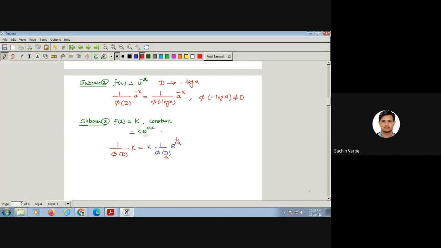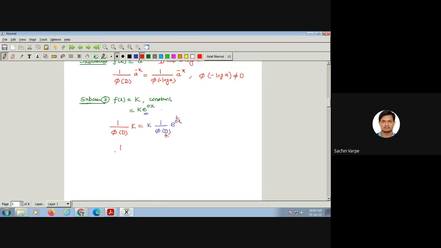So what will be my formula then? I'm writing the formula here. 1 upon phi of D times k can be written as 1 upon phi at 0 times k, provided that this phi of 0 must be non-zero. If that also is 0, then we will do the same thing. We go on taking the derivative of the denominator and we multiply the operator by the independent variable. Is this point clear? So here the main thing is we are replacing D by 0 in case of constant.